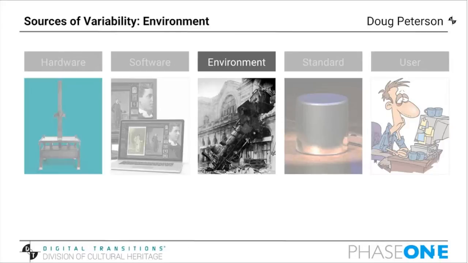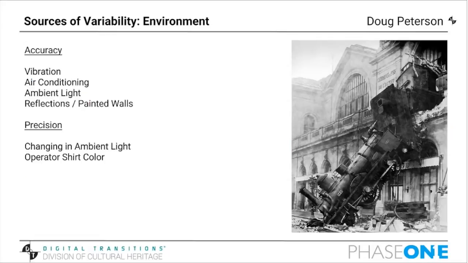So next we want to talk about the environment. The environment in which you're imaging can influence the variability of the digitized product. And here we have a kind of cutesy photo of a train wreck, which is a little bit of a clever, maybe not so clever, I don't know.